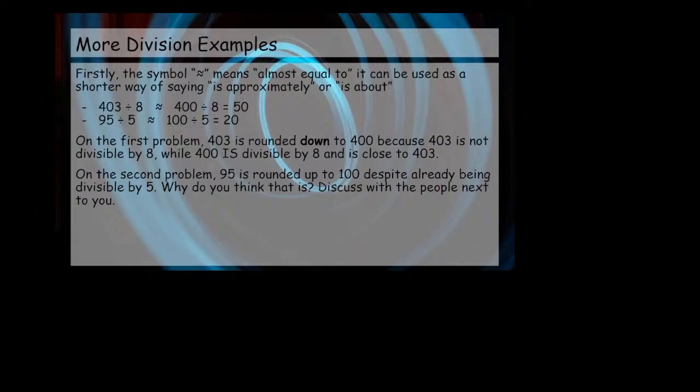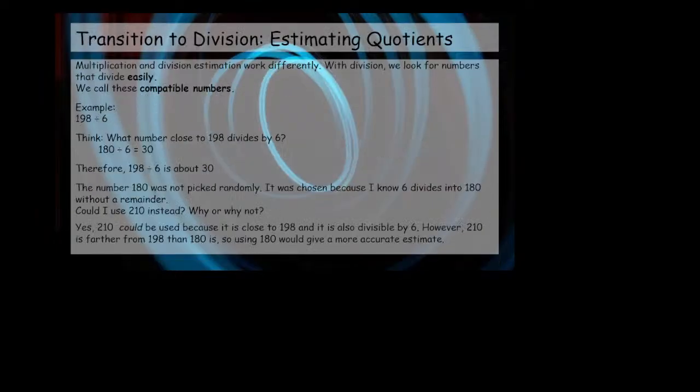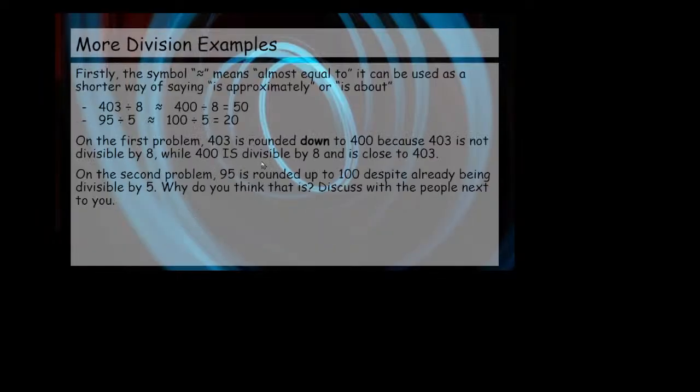Also, this symbol over here looks like an equal sign, right? Except it's more curvy. It means almost equal to, and it can be used as a shorter way of saying is approximately or about. So far, you have been saying for your answers, 180 divided by 6, you would say it's about 30 or approximately 30. However, if you're writing it, you can just use the sign and it means the same thing. It's faster to write when you're writing it down. If you're saying it out loud, you would say approximately or about.